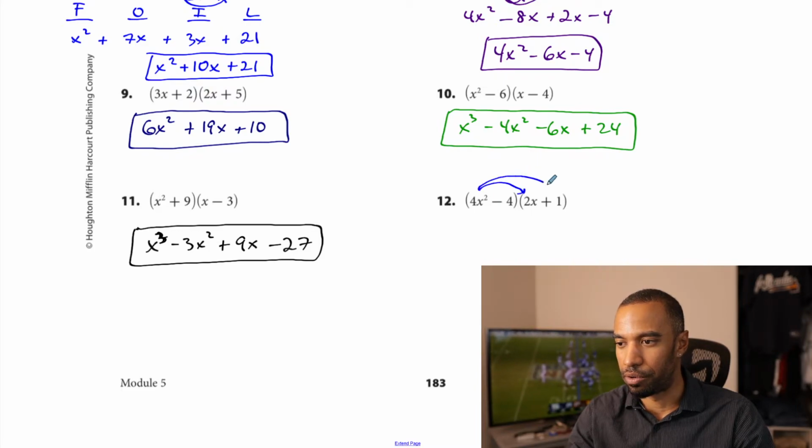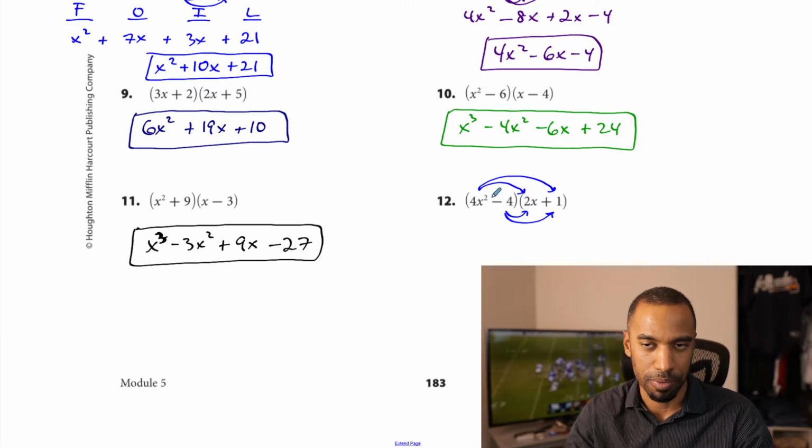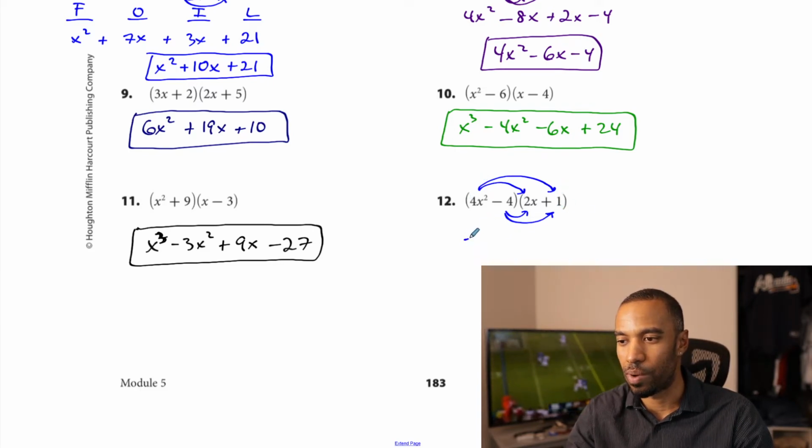Yeah, I'll just go ahead and put the arrows in one more time. First, outside, inside, last. FOIL, of course. Nothing really changed from the top. 4x squared times 2x is 8x cubed.